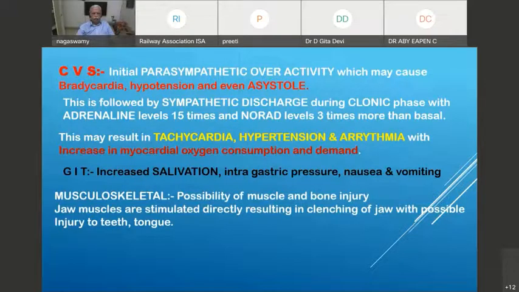Jaw muscles are stimulated directly, resulting in clenching of the jaw with possible injury to teeth and tongue. And that is why putting a bite block is very, very important to prevent injury to the teeth.